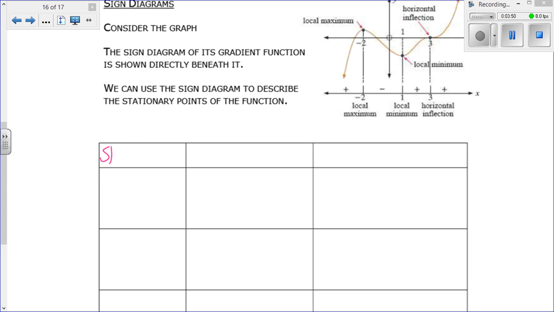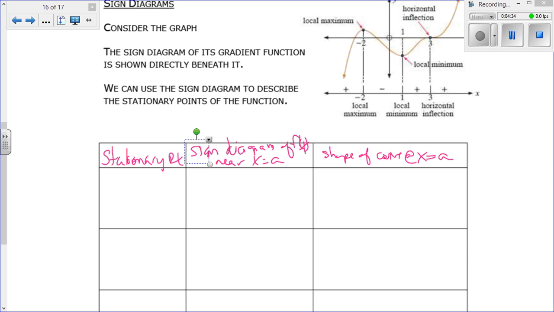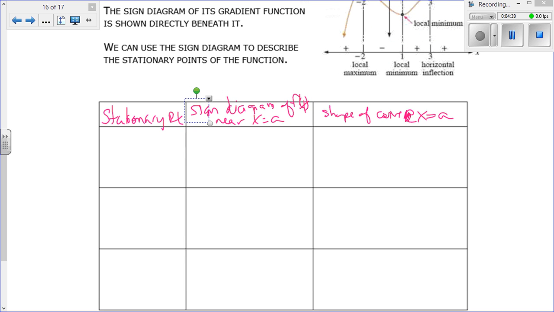So we have a stationary point, and we have the sign diagram of f prime of x near x equals a, and this is the shape of the curve at x equals a, or near x equals a. Maybe not exactly at a, maybe near. And we have a local maximum.